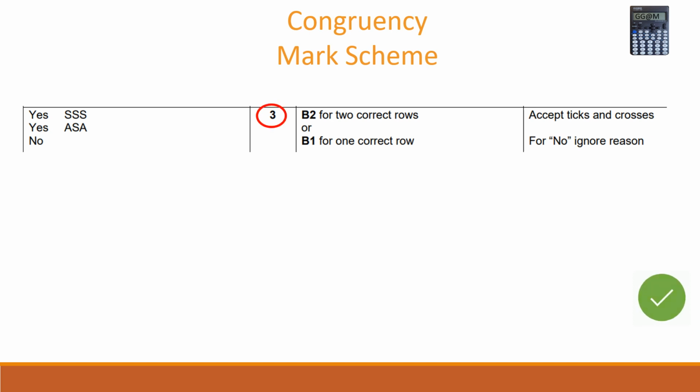Here is the mark scheme. It shows there are 3 marks available. B2 means 2 method marks. B1 means 1 method mark.